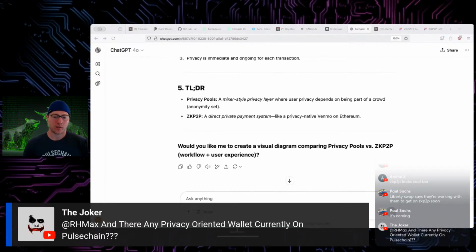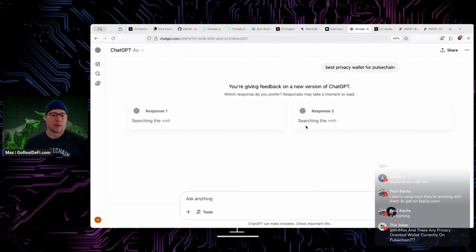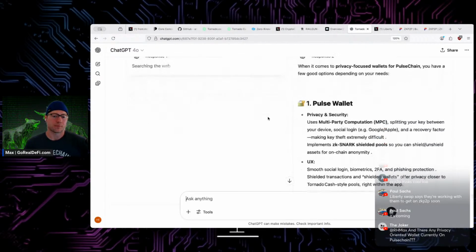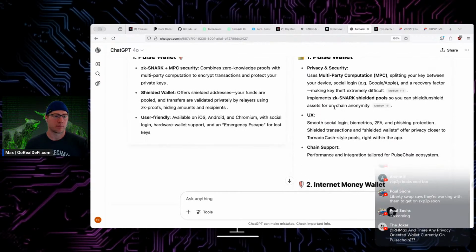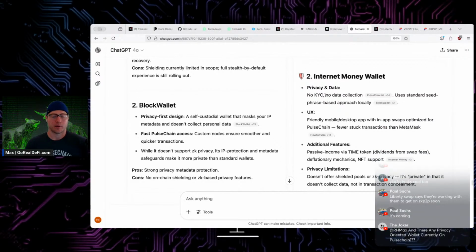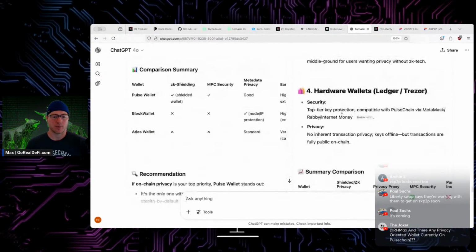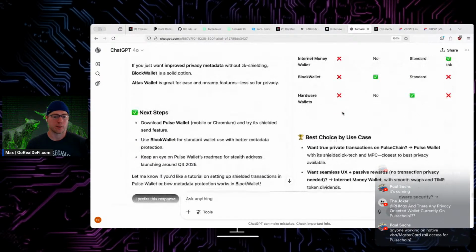Someone says they need a privacy-oriented wallet on PulseChain. The only one I know that talks about privacy more, well, I don't know all the ones on PulseChain. Let me just ask here: best privacy wallet for PulseChain. I bet Internet Money is going to come up. So Pulse Wallet comes up. I haven't used them before. Internet Money comes up. Even on the website they talk about no KYC, no data collection, all that. Blockwallet. I don't know any of these other ones, or I haven't used any of them except Internet Money, from what I can see.